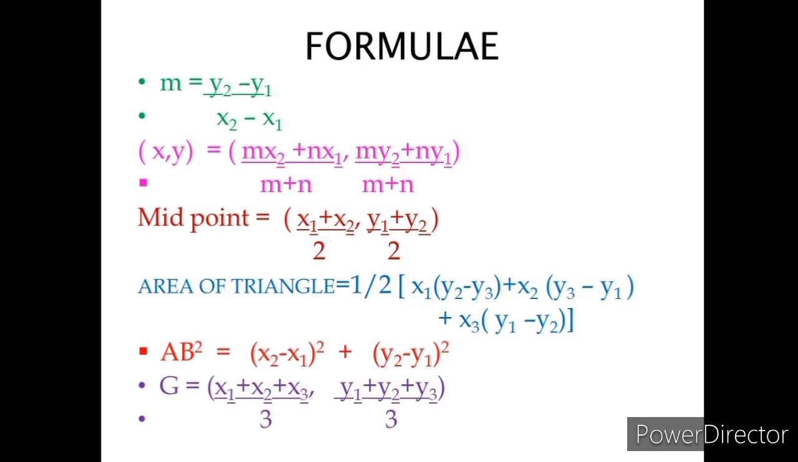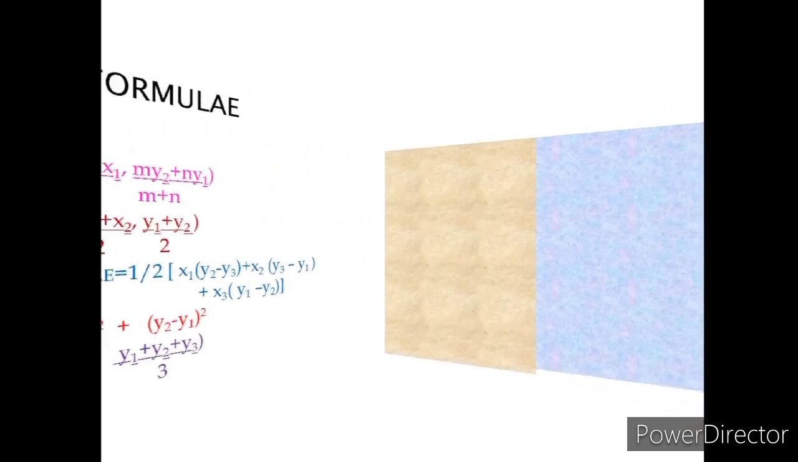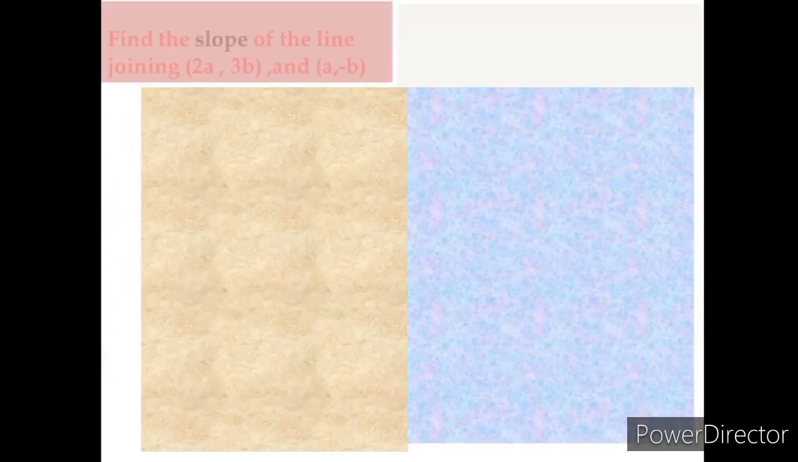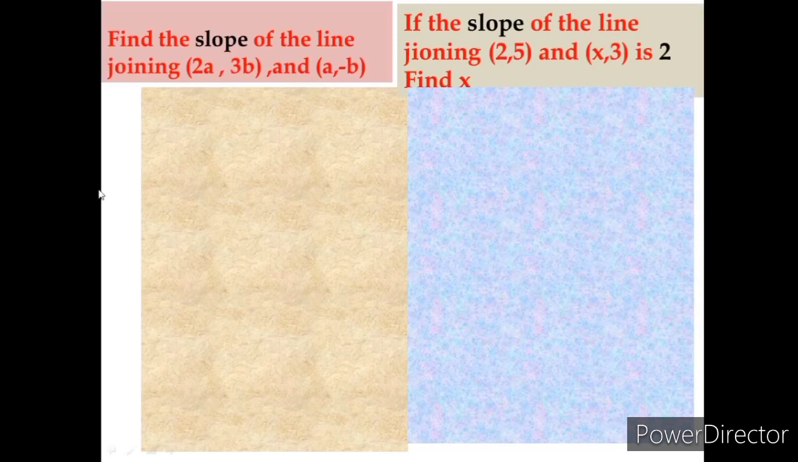Okay, shall we move to problems? Sure. So the first problem is like this. See here, find the slope of a line joining two points. Here 2 points are given, you have to find the slope.